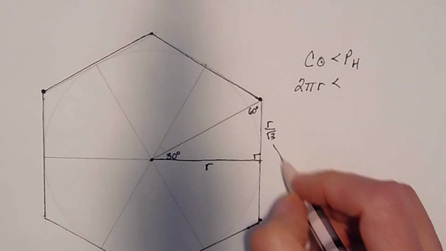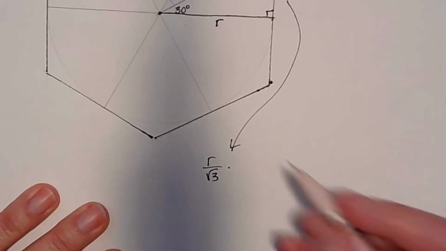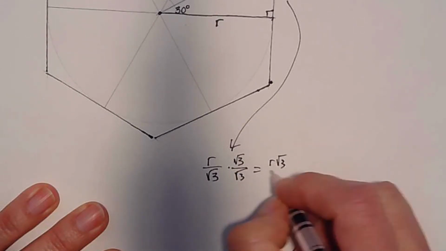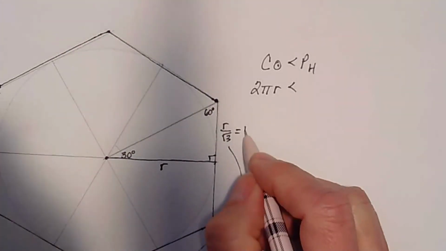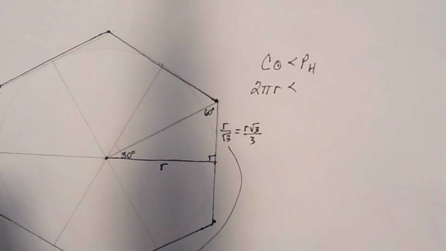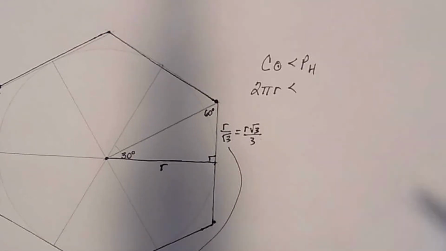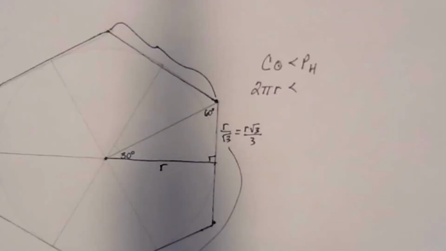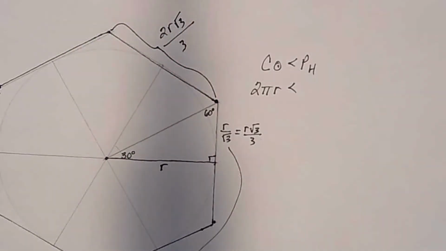And what I'm going to do down here is rationalize that value, r over root 3. I would do that by multiplying it by root 3 over itself. So that gives me r root 3 over 3. So that is what this is equal to. Well, if half of the whole side is equal to that, then I need 2 of those. So one side of this hexagon measures 2r root 3 over 3.